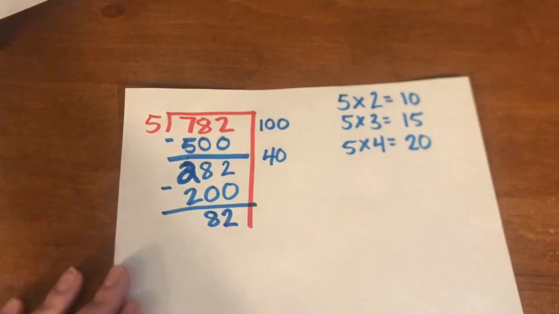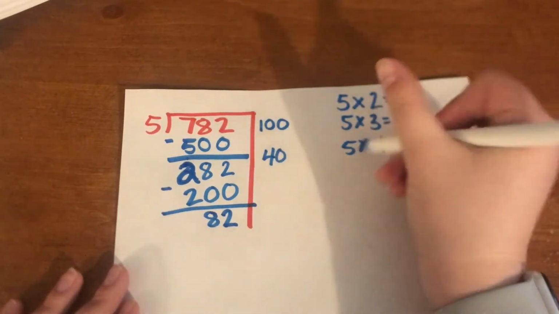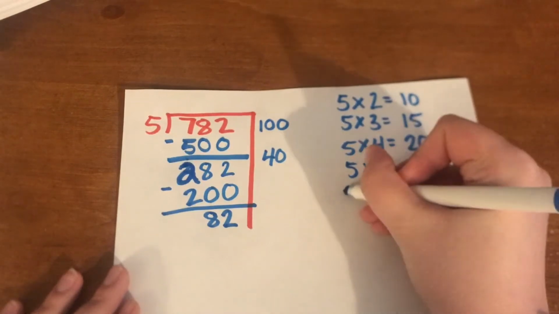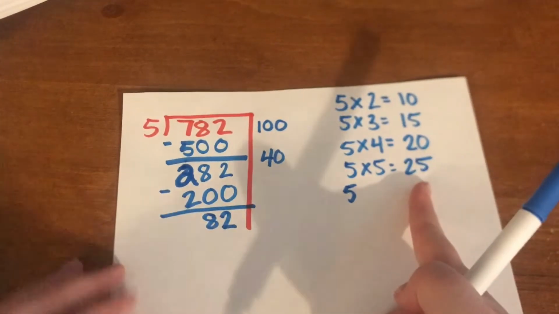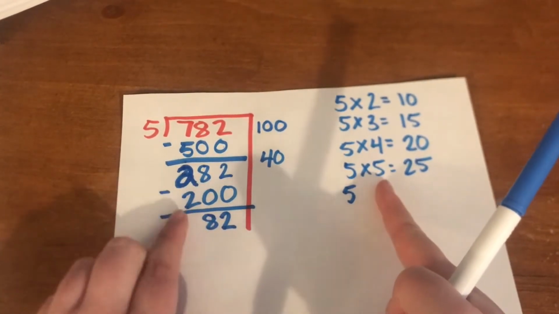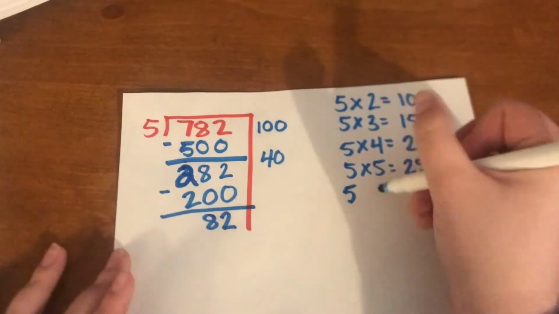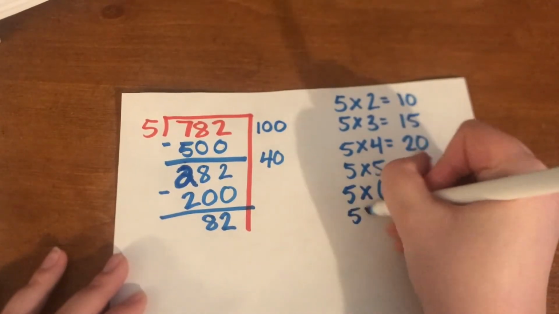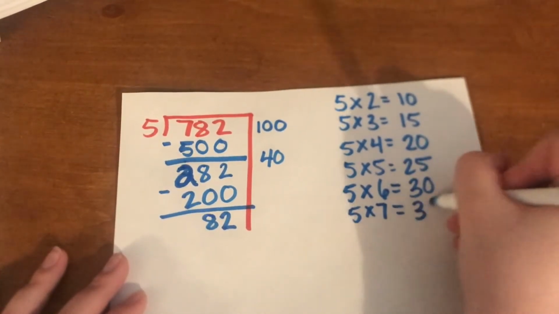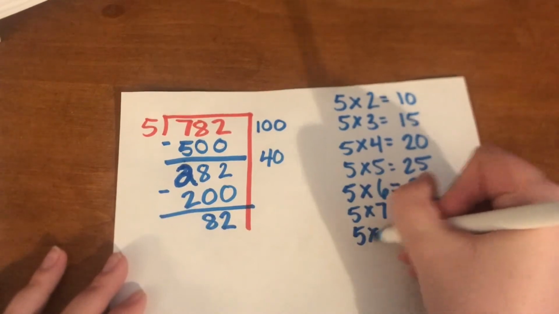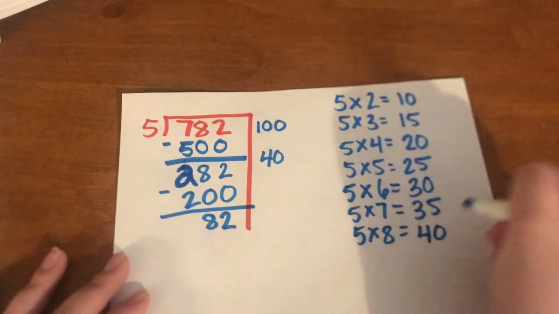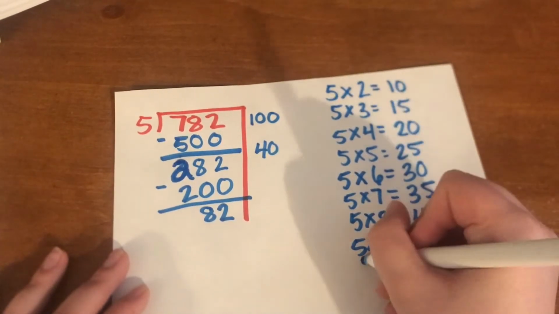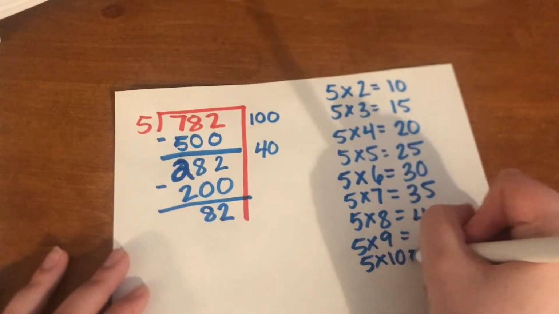So now I think of 5 facts that get me close to 82. 5 times 5 would be 25, which I could have even taken away 50, because that would have taken away 250. 5 times 6 is 30. 5 times 7, 35. 5 times 8 equals 40. 5 times 9 is 45. And 5 times 10 is 50.